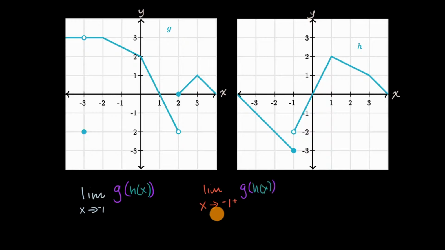Well, just think about that. What is the limit of h as x approaches negative 1 from the right-hand side? If you approach negative 1 from the right-hand side, it looks like negative 2.